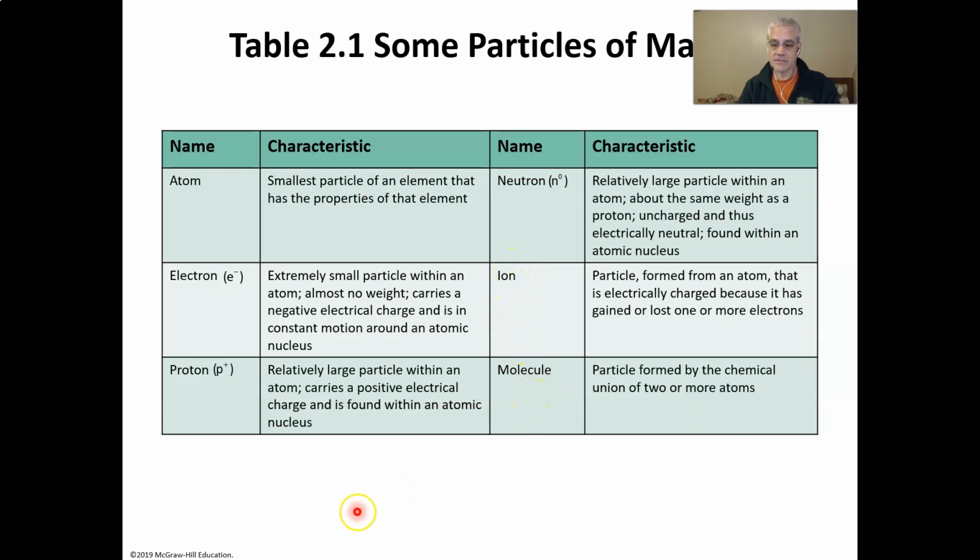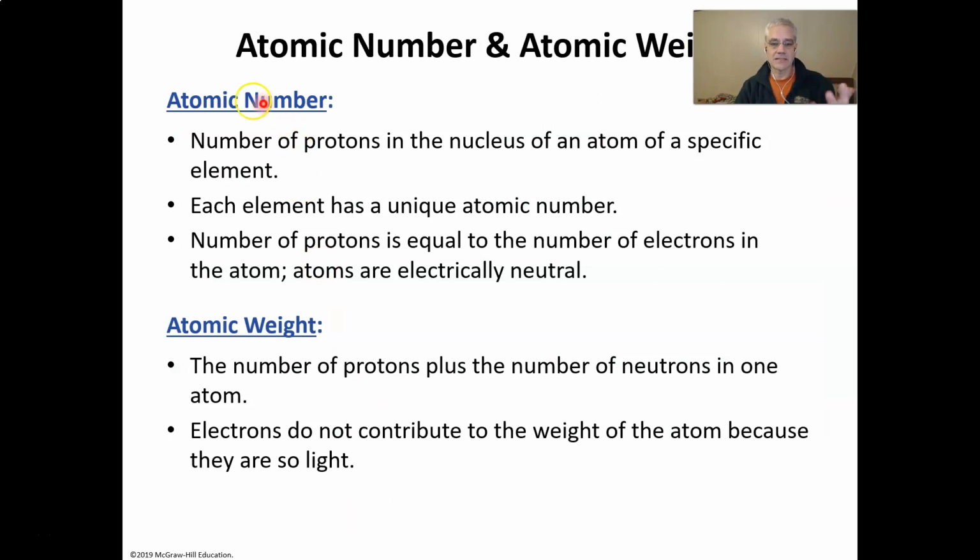And molecules are simply combinations of atoms put together and connected together by what we call bonds. Those bonds can be ionic bonds, or they can be covalent bonds. We'll get to that. So an atomic number: how many protons are there in the nucleus? That is the atomic number of that element.